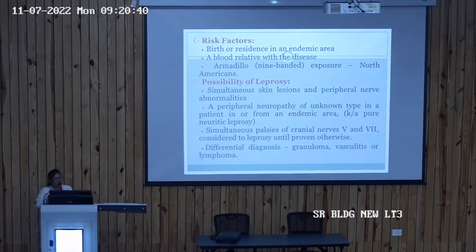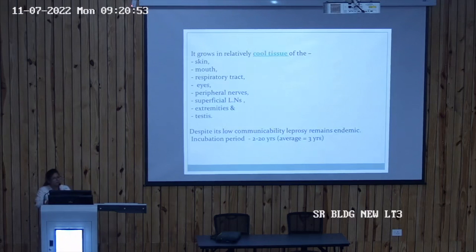Okay, so what are the other differential diagnoses? Other granulomatous inflammations, granulomas, vasculitis or lymphoma are the differentials. We might confuse them because these also present with nodules. Leprosy mainly grows in the cooler tissues of the body, that is skin, mouth, respiratory tract, eyes, peripheral nerves, superficial lymph nodes, extremities and testes. So it is a disease of the cooler tissues of the body.